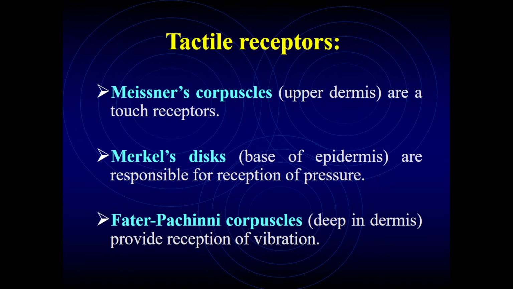Merkel's disc, located in the base of the epidermis, is responsible for reception of pressure. Vater-Pacinian corpuscles in the deep dermis provide reception of vibration.